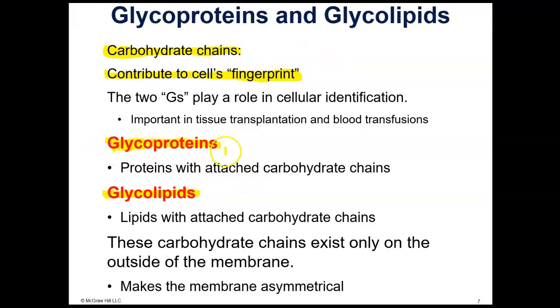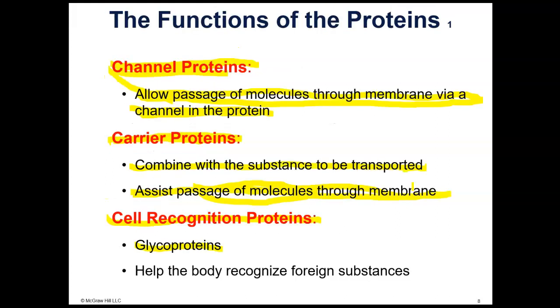So glycoproteins are proteins with attached carbohydrate chains. Glycolipids are lipids with attached carbohydrate chains. And again, all of these carbohydrate chains are going to be on the outside of the cell. And they will identify your cell to your immune system, so your immune system won't attack your own cells unless you have an autoimmune disease, and that's when things kind of break down.